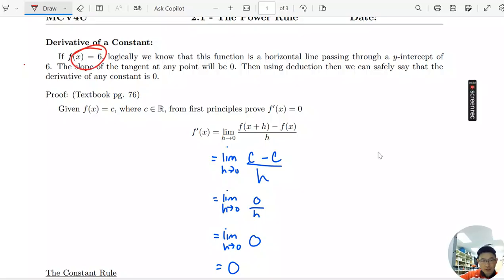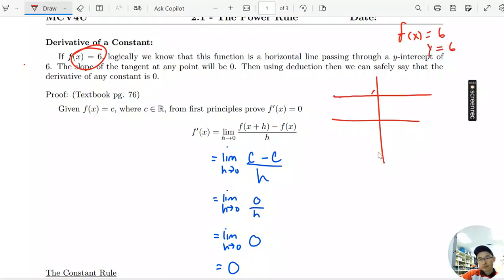So for example, f(x) equals 6. So logically, let's think about what that line even looks like. f(x) equals 6 is the same thing as saying y equals 6. So really, it's just a horizontal line at 6. So if I were to ask you the derivative of that line, what I'm asking you is the slope of the tangent of that line. Well, try to picture drawing a tangent.